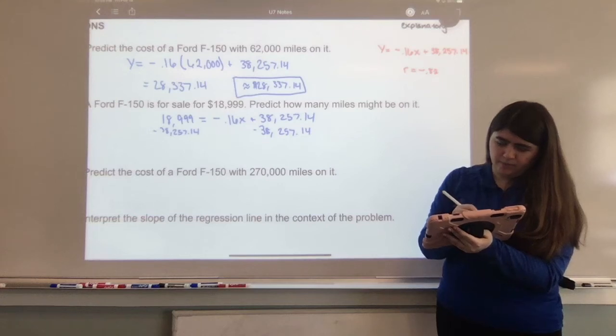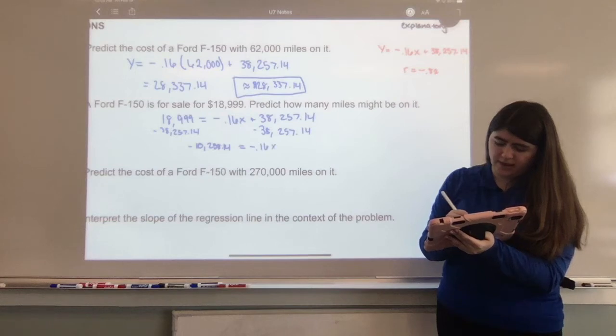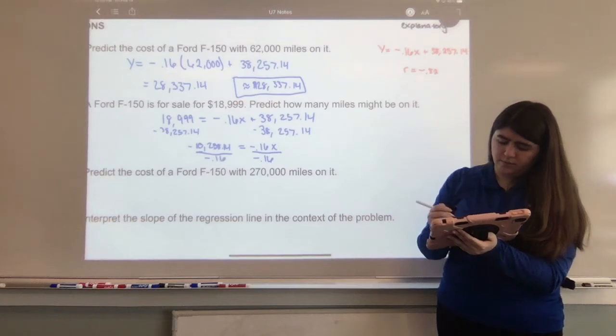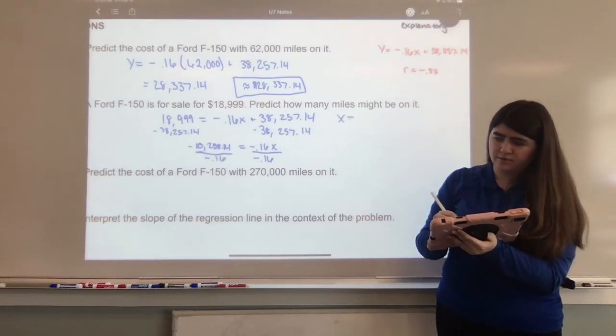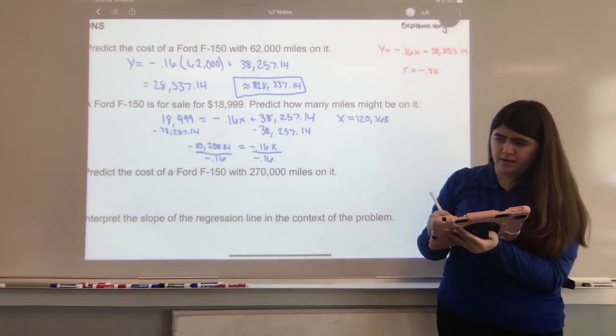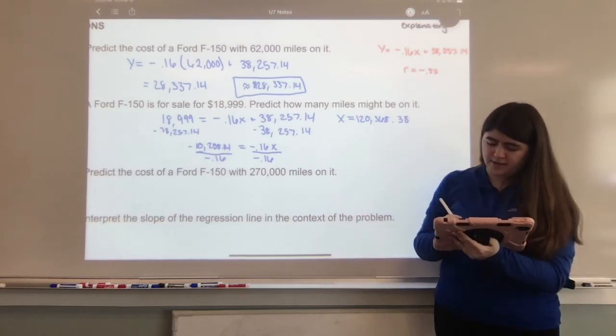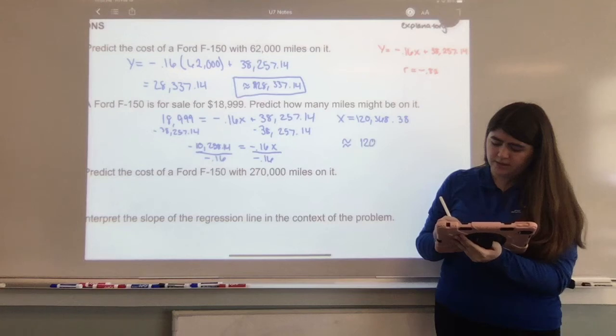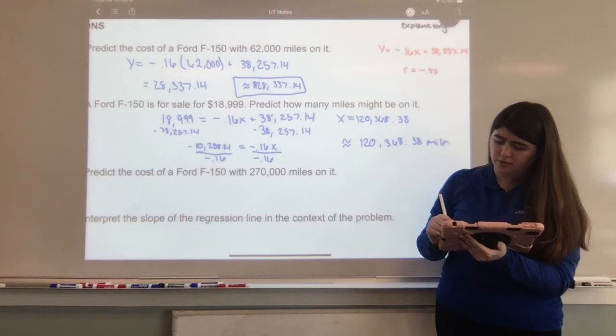And that leaves me with negative 10,258.14 is equal to negative 0.16x. Going to divide out negative 0.16, which means that the number of miles, that's our x, is 120,368.38. And in our answer, I'm going to say that that is about 120,368.38 miles. Make sure you are labeling what that is.